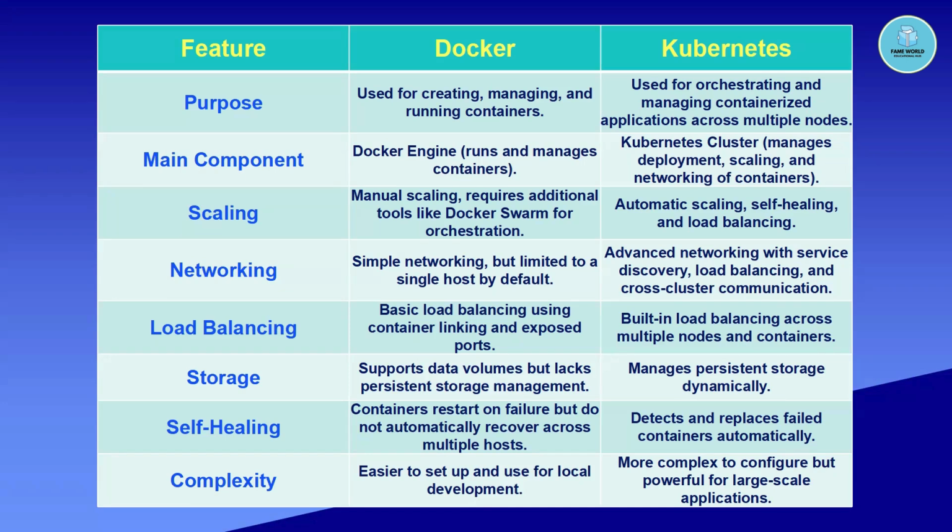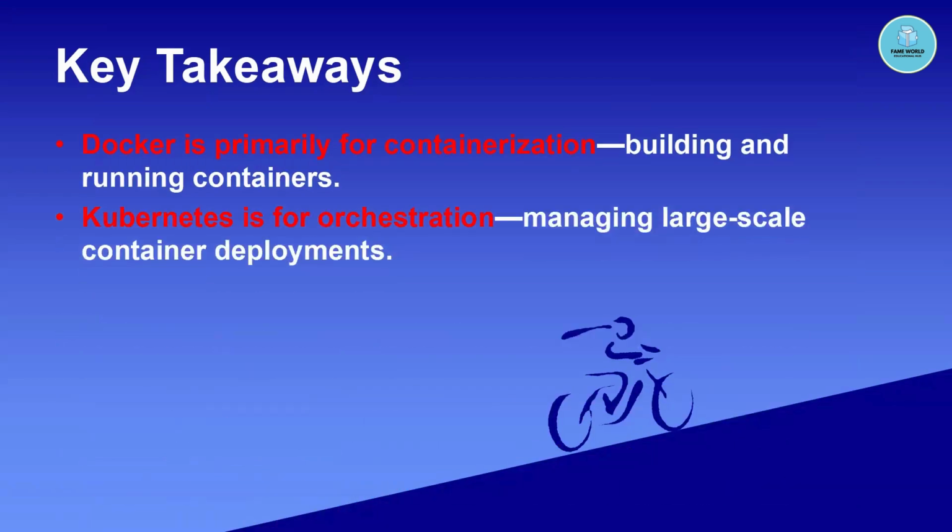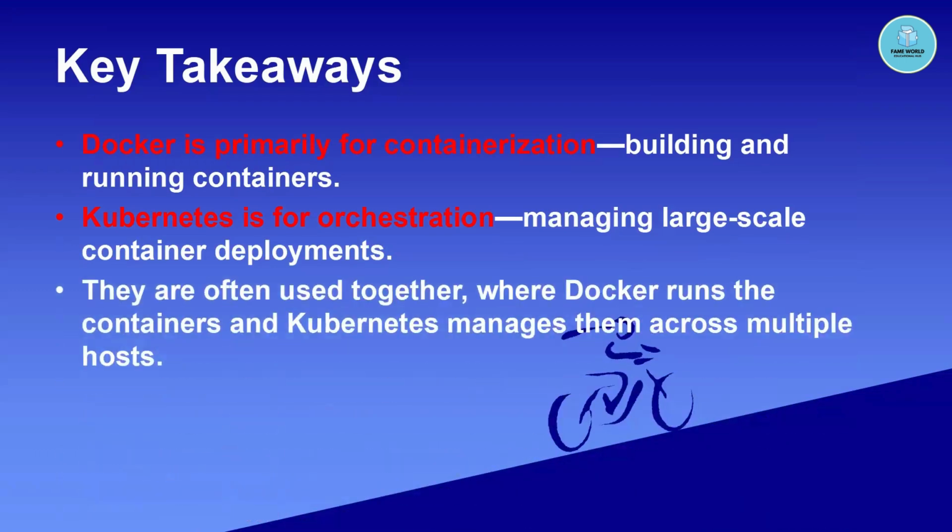I hope this much is clear. So simply, Docker is primarily for containerization, building and running containers. Kubernetes is for orchestration, managing large-scale container deployments. And they are used together, where Docker runs the containers and Kubernetes manages them across multiple hosts.